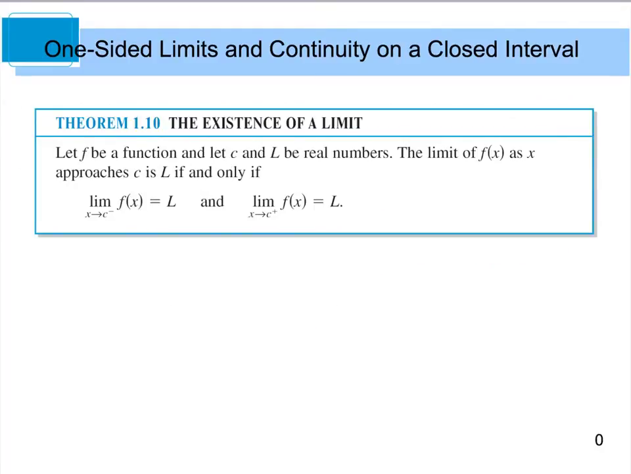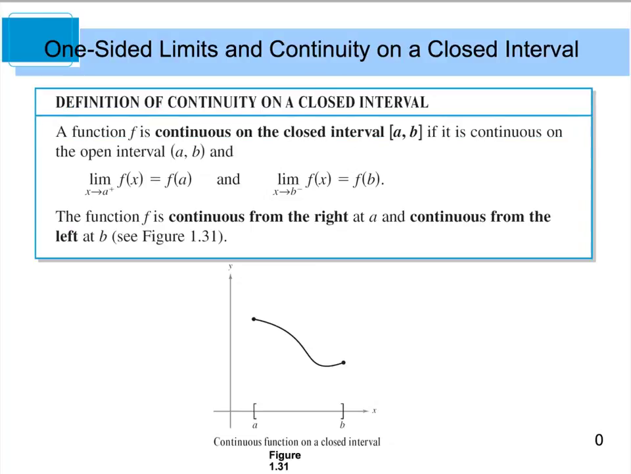Now here is the definition for how we tell or prove that a limit actually exists. It says let the function f be a function and let c and L be real numbers. The limit of f of x as x approaches c is L if and only if both the left and the right limits are equal. If the left and the right limits are not the same, then the limit of the function as a whole will not exist.